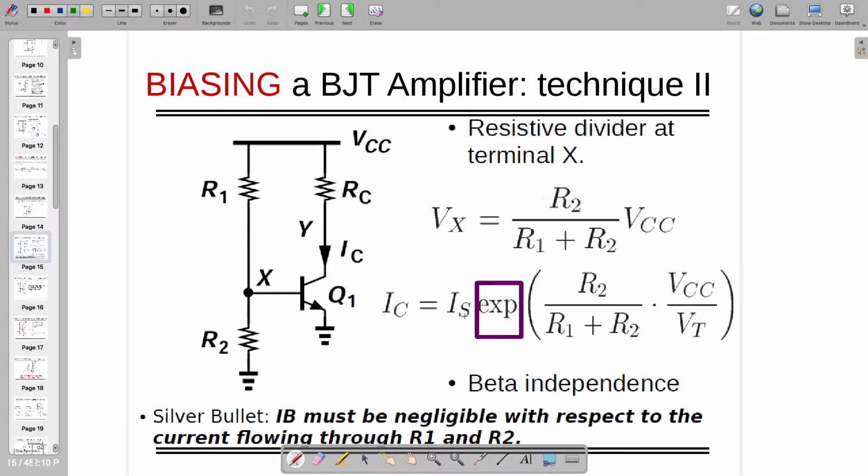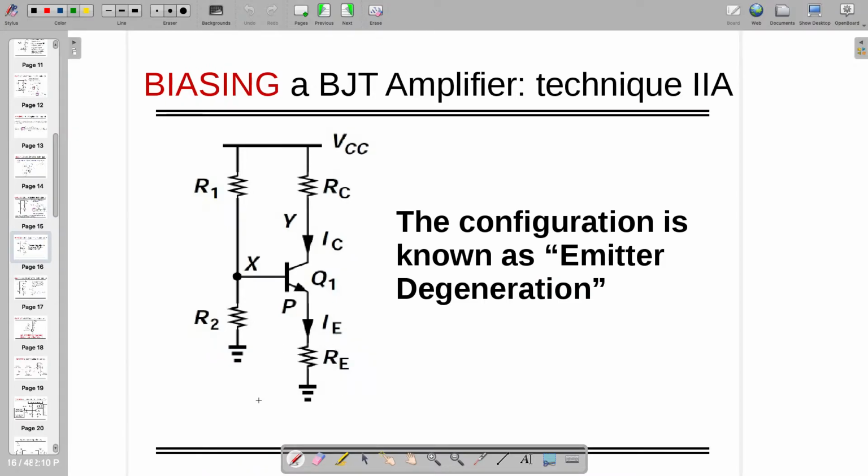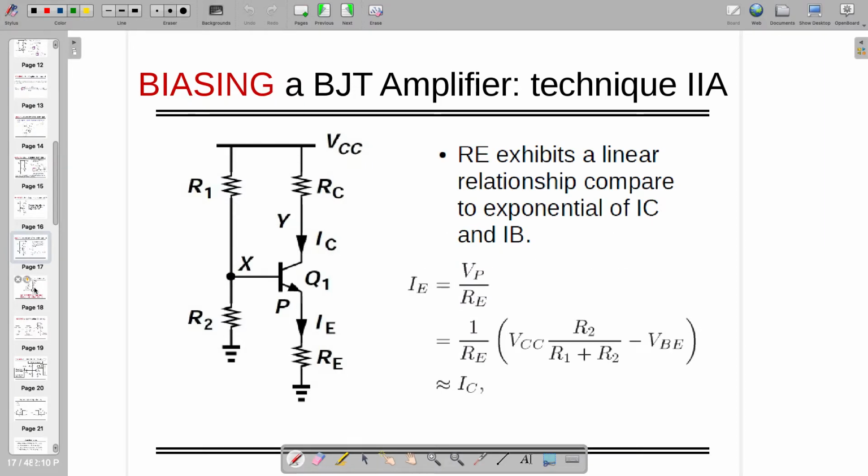So IC is nothing but IS exponential times VBE by VT, right? So VBE is already known to us, that is Vx. So this is VBE divided by VT. But here the problem is it's exponential, it's not linear. So the answer is the degenerating resistance at emitter, or maybe in the case of MOSFET you can have a source degeneration. So RE exhibits a linear resistance, linear relationship.